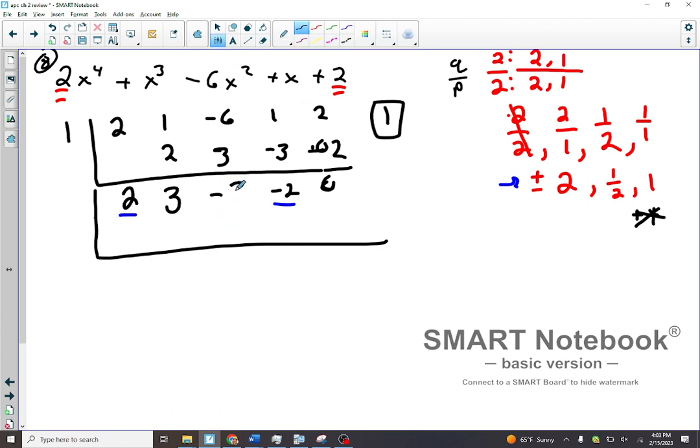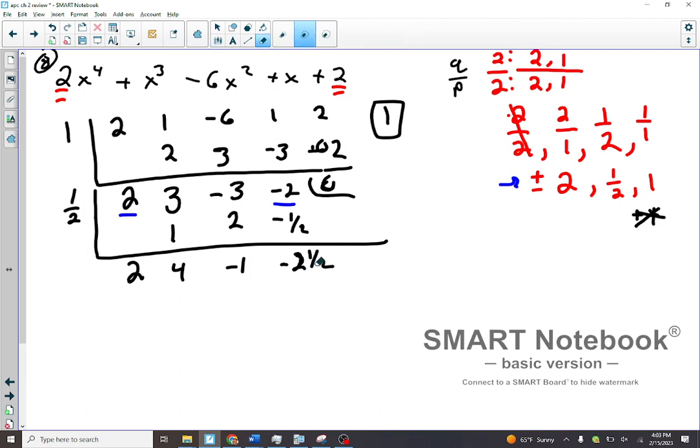Let me just put this -3. So pick a number. It has to be one of these numbers. Let's do a half. So adding those numbers: 2, so that's 1. 3 is 4. A half of that is 2. That is -1. Half of that is -1/2. That's -3/2 or 2.5. But that's not going to help us because this is canceled out. This is not 0. So does a half work?